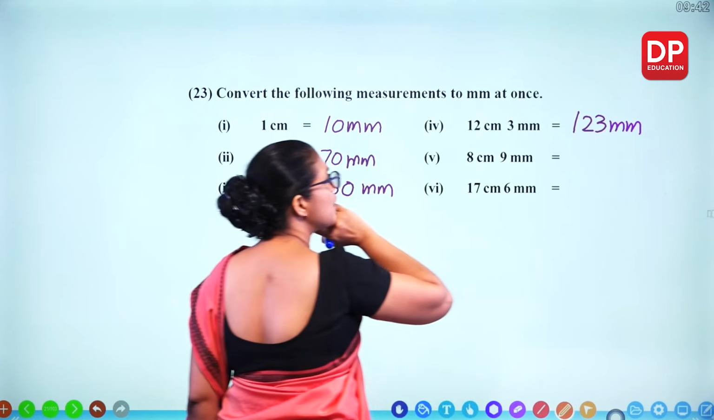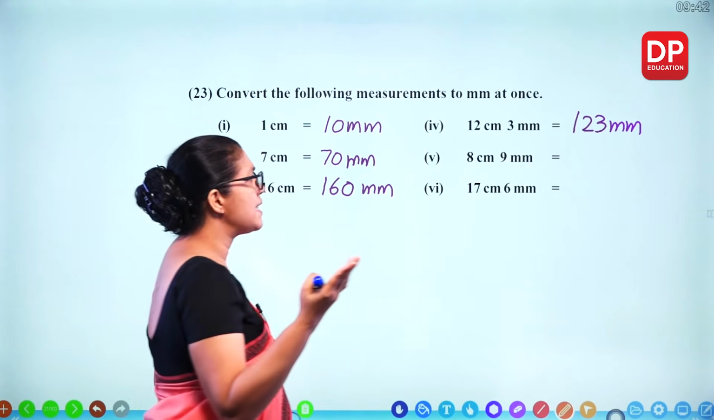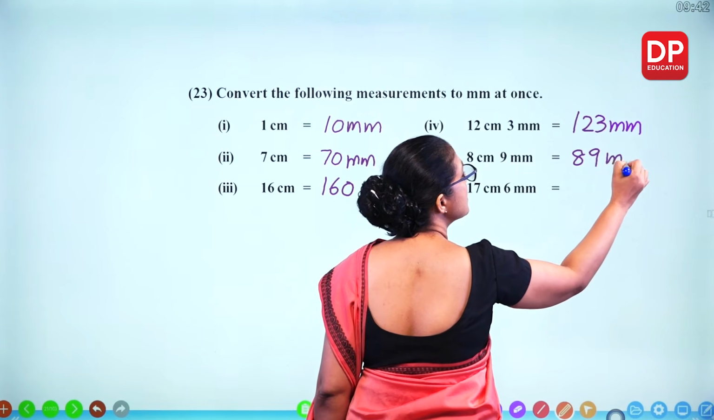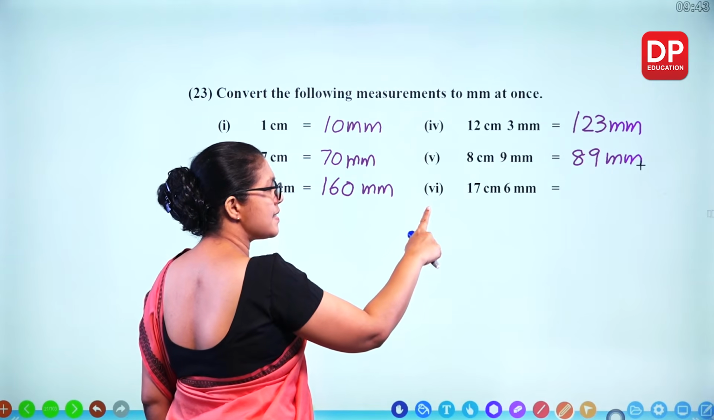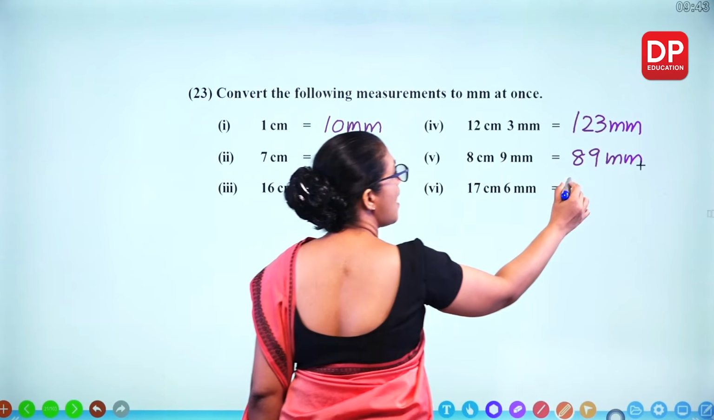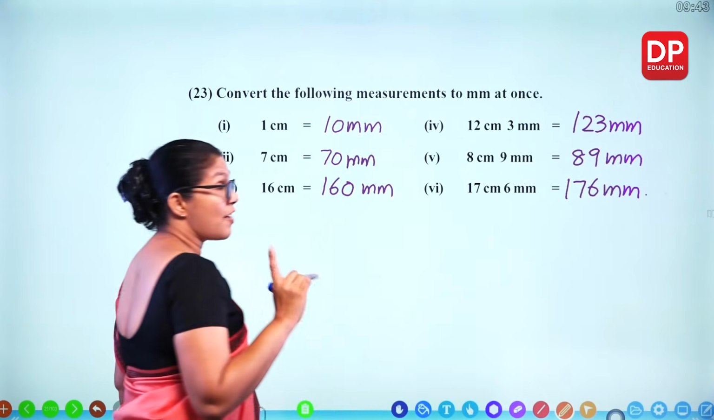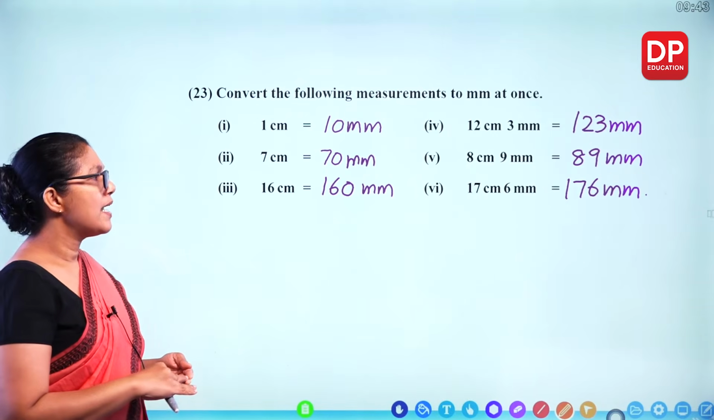You can do that at once now. 8 centimeters into millimeters, multiply by 10. 80 plus 9, 89 millimeters. 17 multiply by 10, 170 plus 6, 176 millimeters. So try to convert at once. Only centimeters we multiply by 10.